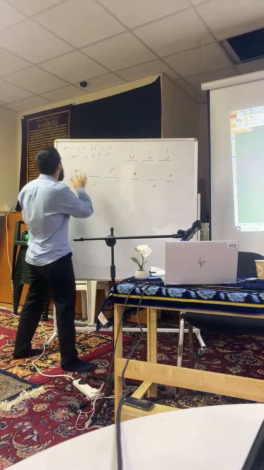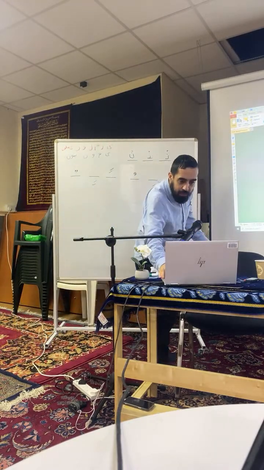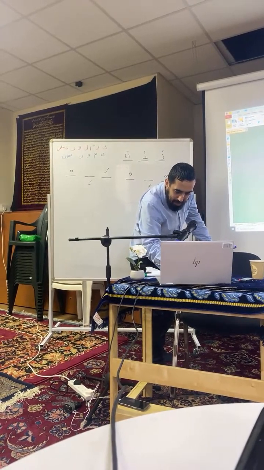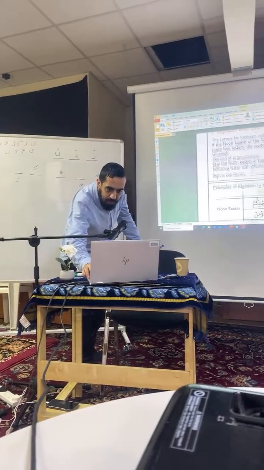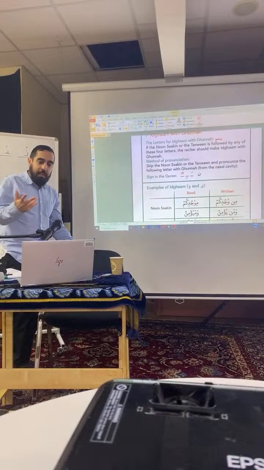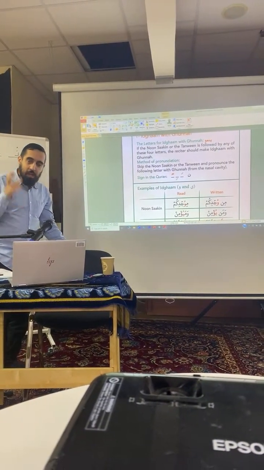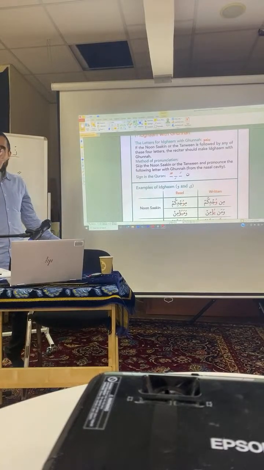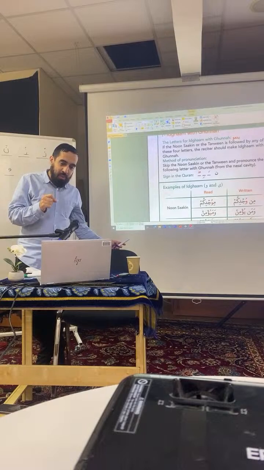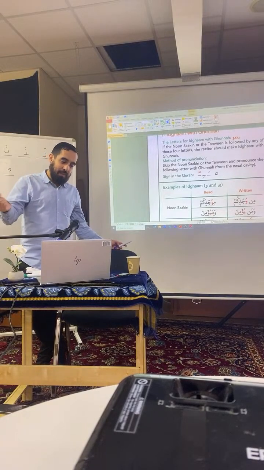With ghunna, the word yamun, these letters. So when we have a noon sakin, I'll go through the text and then we'll go through an example. If the noon sakin or the tanween is followed by any of these four letters, the reciter should make idgham with ghunna. Ghunna being that sound in the nasal cavity. Method of pronunciation: skip the noon or the tanween and pronounce the following letter with ghunna from the nasal cavity.